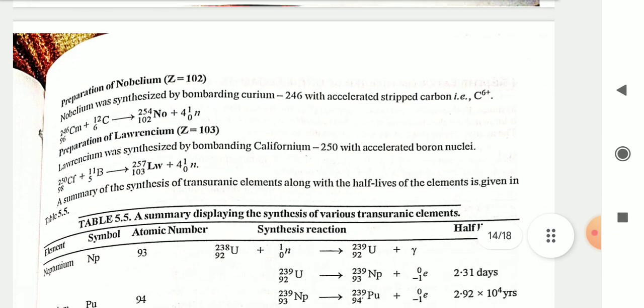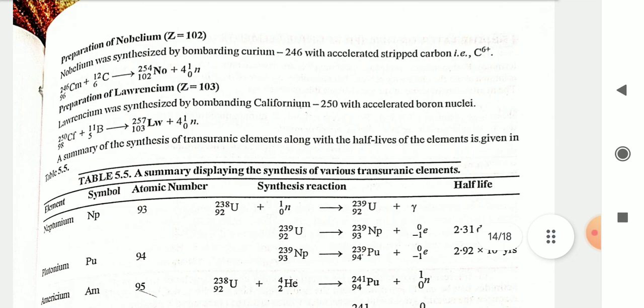Preparation of nobelium. Nobelium was synthesized by bombarding curium-246 with accelerated carbon nuclei: Cm-96-246 plus C-6-12. It will give No-102-254 plus 4 n-0-1. Preparation of lawrencium. Lawrencium was synthesized by bombarding californium-250 with accelerated boron nuclei: Cf-98-250 plus B-5-11. It will give Lw-103-257 plus 4 n-0-1.